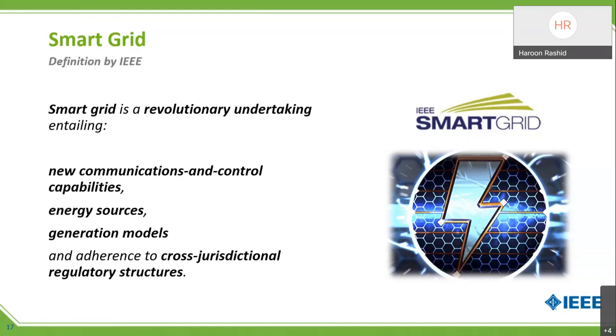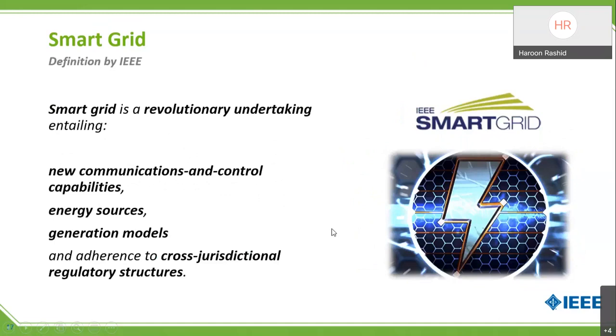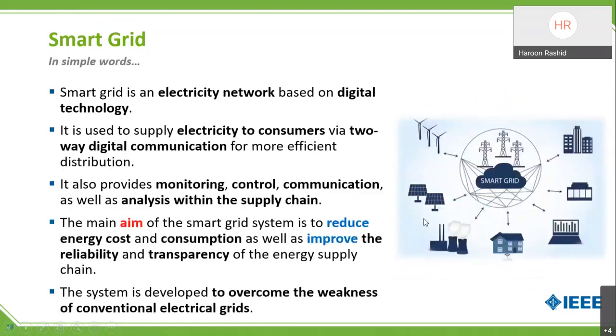Their definition says that it's a revolutionary undertaking which comprises new communication and control capabilities, energy sources, generation models, and most importantly, adherence to cross-jurisdictional regulatory structure. This is the most important point that IEEE highlights when they talk about smart grid, the cross-jurisdictional regulatory structure, whereas in the definition of NIST, you have listened to the array of new functionalities and applications. So understanding these two definitions and the concept that I am explaining, I have put smart grid here in a very easy way, in simple words.